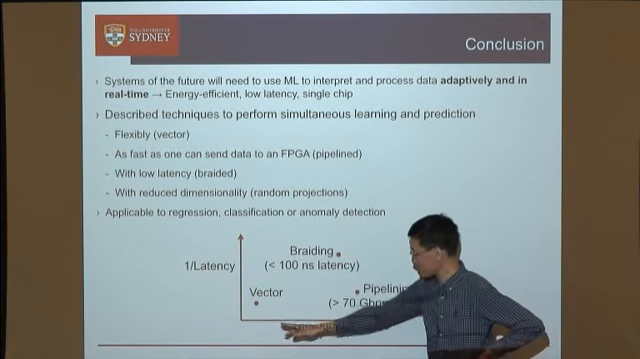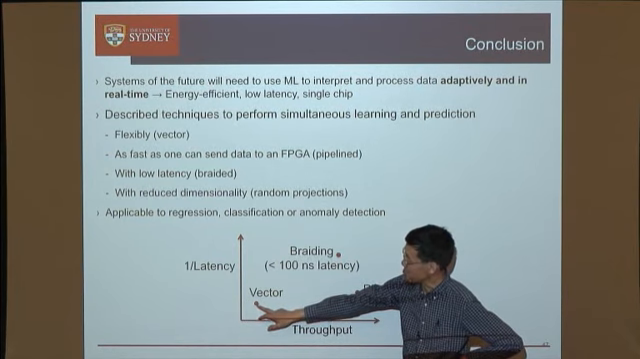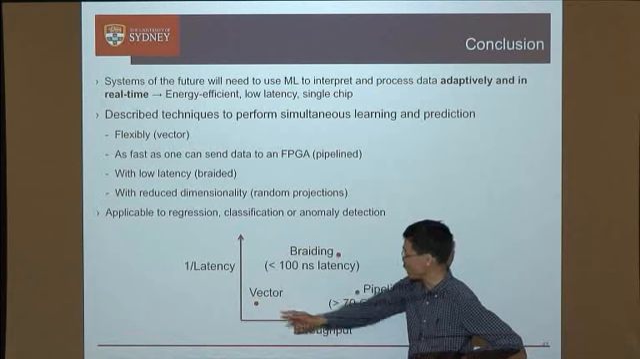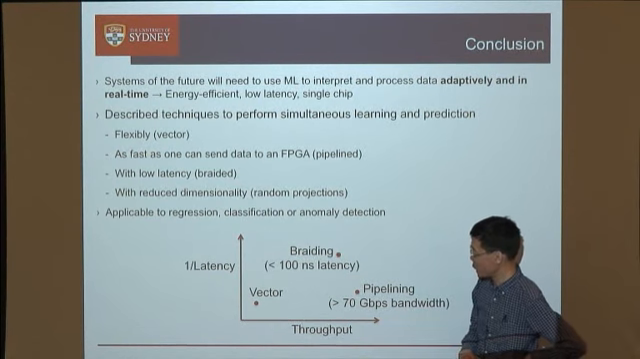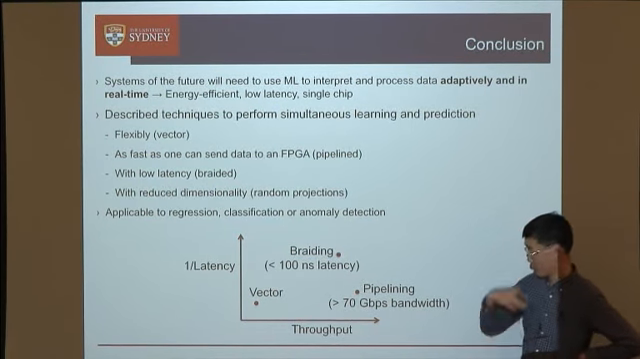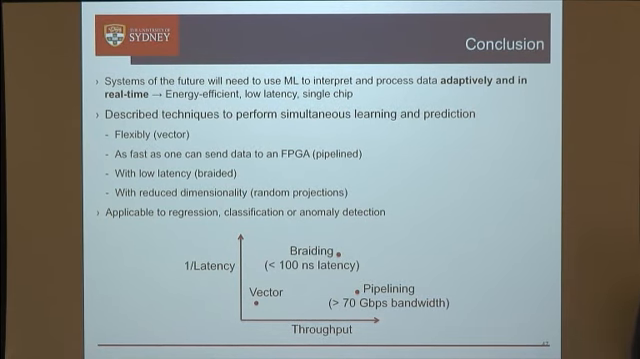If you think about latency versus throughput, then the vector processor will sit here. It's not brilliant latency or throughput, but it's good for design productivity. If you want low latency, then our braiding implementation gives you less than 100 nanoseconds of latency for small dictionary sizes. For pipelining, we have high throughput, and we can achieve more than 70 gigabits of bandwidth.